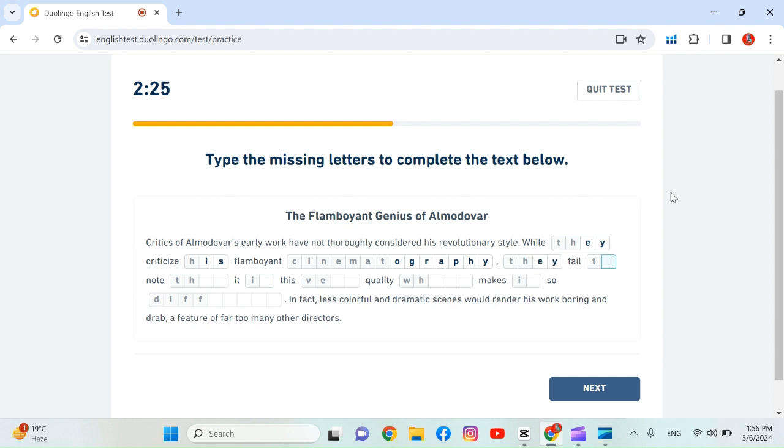They fail to note that it is this very quality which makes it so different. In fact, the less colorful and dramatic scenes would render his work boring and drab. Next.